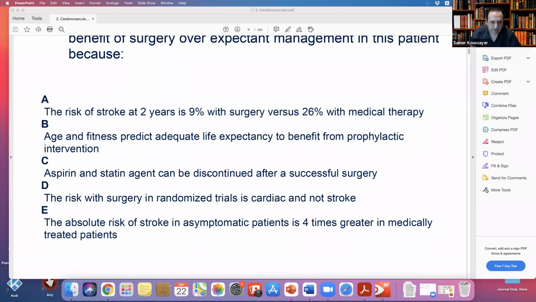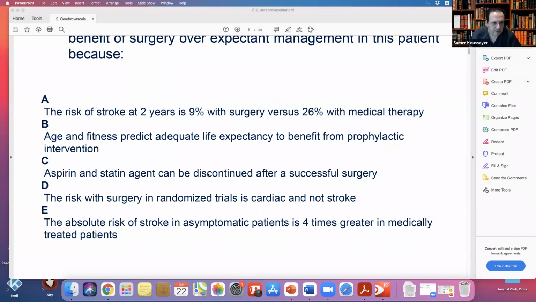The absolute risk of stroke in asymptomatic patients is 4 times greater in medically treated patients? It's really only 2 times. In medical treatment only, the risk of stroke is about 12% in 5 years, and with surgery 6%, so almost double, not 4 times. So this is wrong also. It's 2 times, not 4 times.